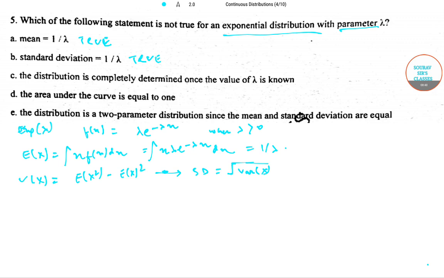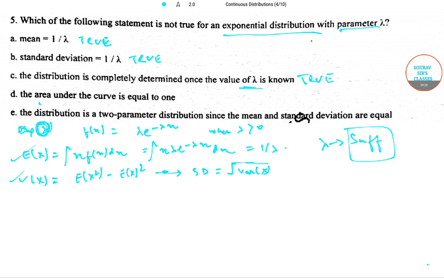Option C, the distribution is completely determined once the value of lambda is known. Now see, you calculated the variance and expectation of x by simply knowing the value of lambda. You could calculate the higher moments just by using lambda, and since lambda alone is sufficient to calculate all the moments, this is a one-parameter distribution, so this again is true. You can determine the distribution only by lambda.